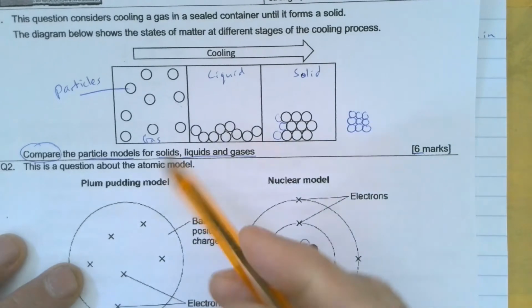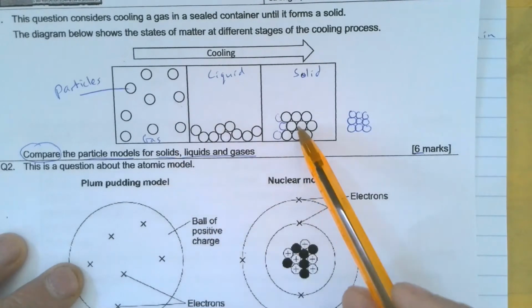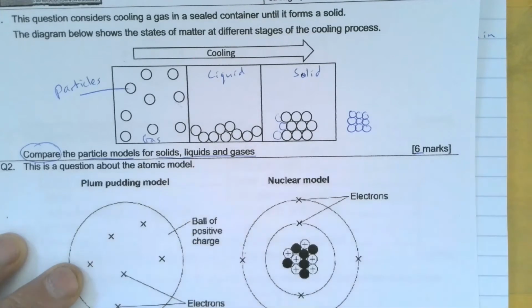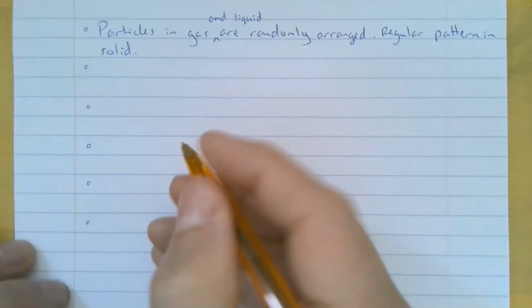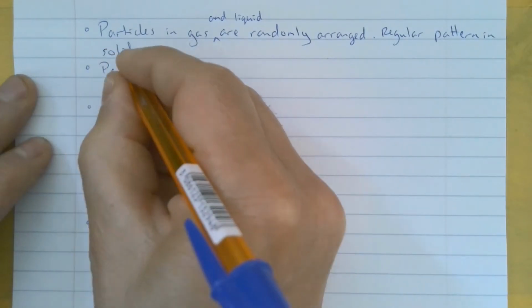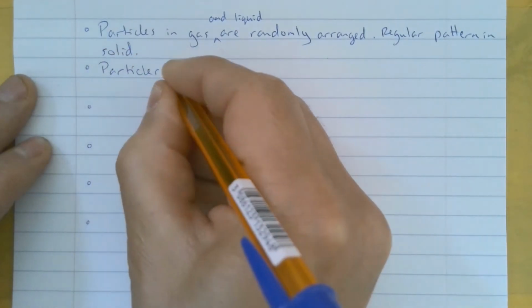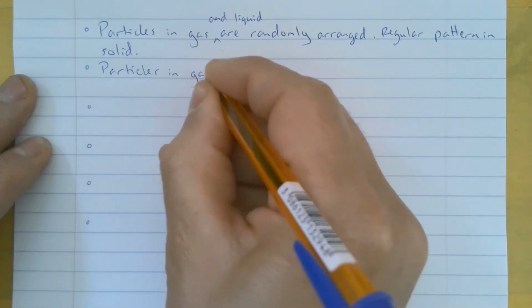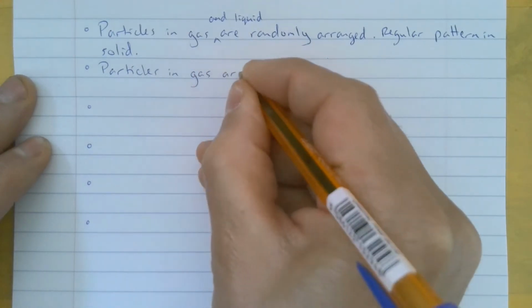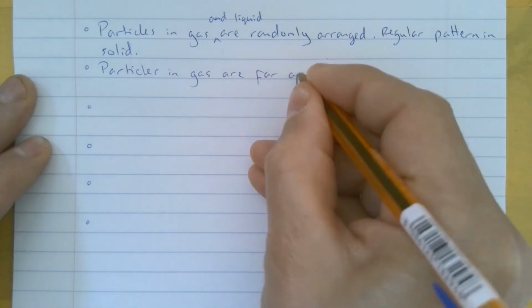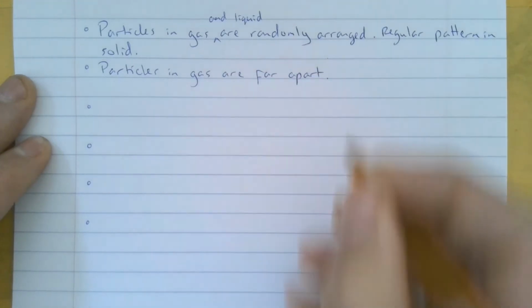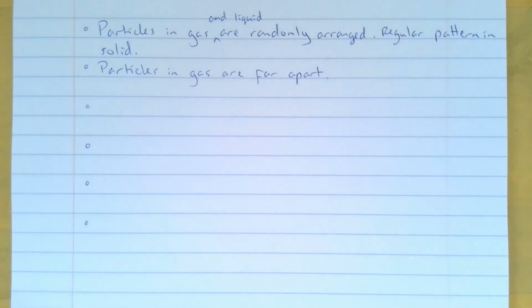I've said the pattern, random, regular. Well, what about the distance between them? I could say that particles in gas are far apart. Now this is something we often see students doing in a compare question. That's correct, but they'll get no marks for it. Why? Because there's no comparison.